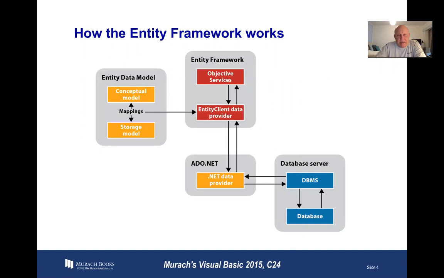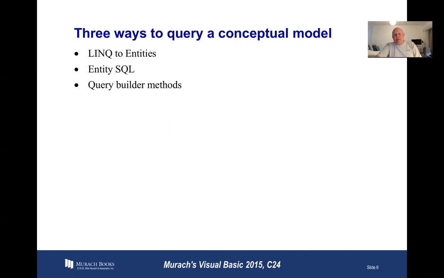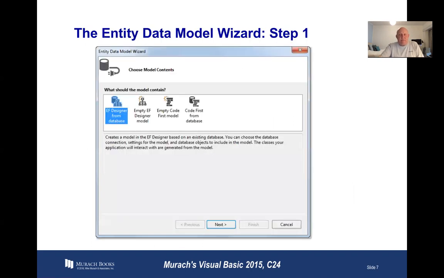So this takes a look at how the Entity Framework works. It provides a layer between the database used by an application and the objects used by an application. It provides an interface between the objects and the database. When you execute a query against a conceptual model, object services work with the entity client data provider and the entity data model. The Entity Framework also provides for tracking changes and for submitting those changes to the database. There are 3 ways to query a conceptual model: LINQ to Entities, Entity SQL, and query builder methods.